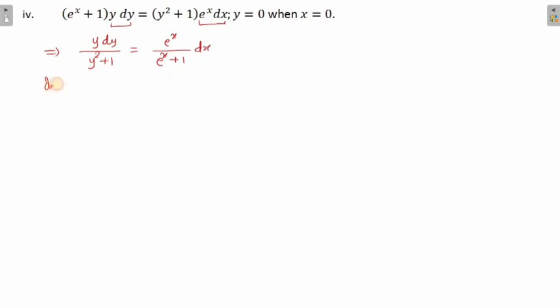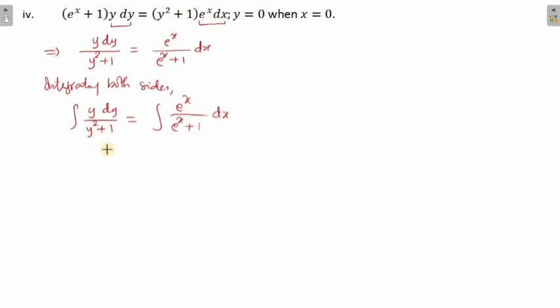Integrate both sides. So integrating both sides, let's see how much we get. We get y dy by y square plus 1 is equal to e to the power x by e to the power x plus 1 dx. Now what kind of integrals are these? Both of these are integration by substitution.